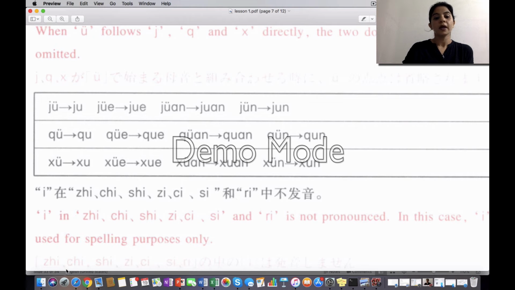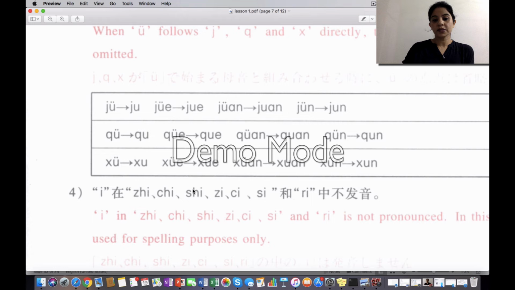Now the last rule is, whenever you see I after ZH, CH, SH, Z, C, S, and R, we don't pronounce it. The I is silent here. If you remember, the pronunciation of I is like E, but here I don't say that. I'll say zhi, chi, shi, zi, ci, si, ri. So these are the four basic rules which we need to remember.